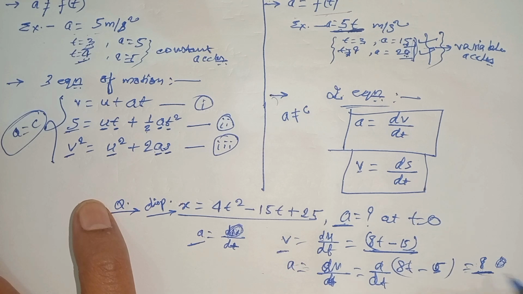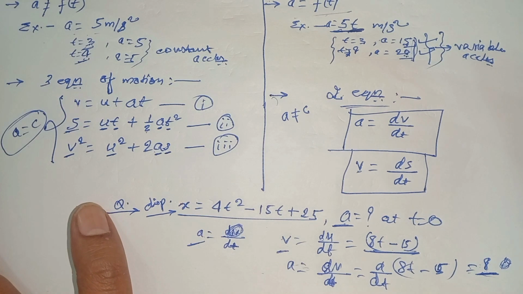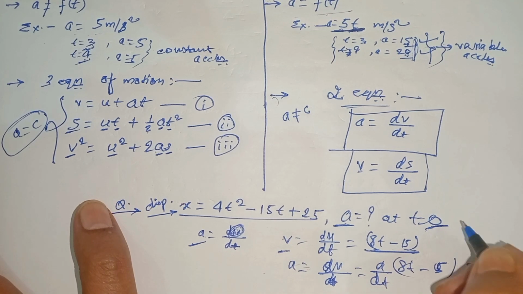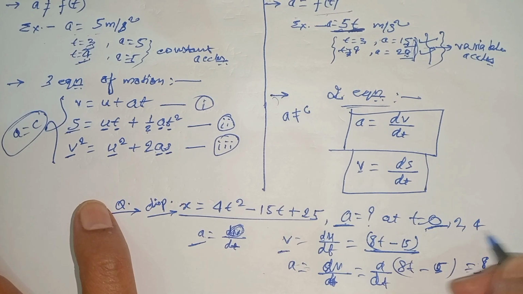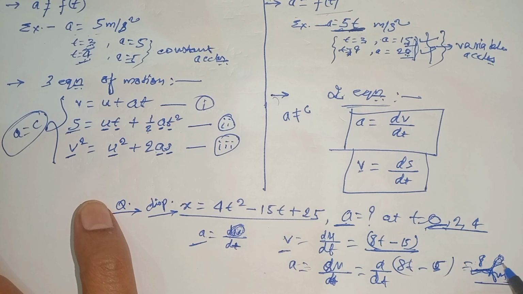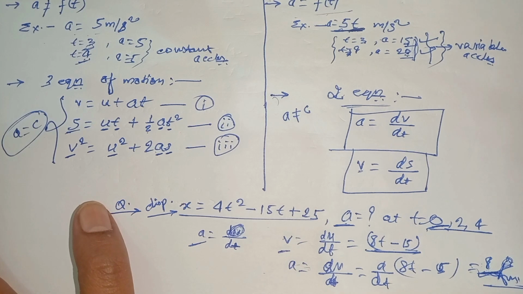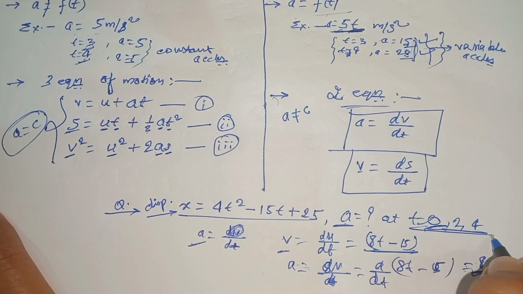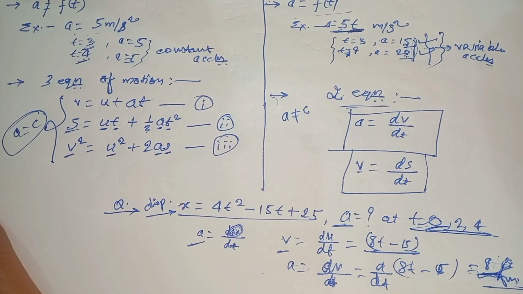It means at any time, it will be 8. If the time were 2, or 4, or any timing, the answer will be 8, because the acceleration is constant here. If the acceleration were 8t, then these t terms would be useful. Okay, thank you.